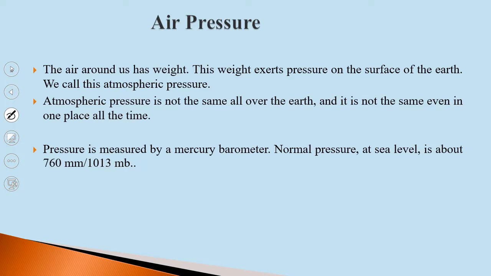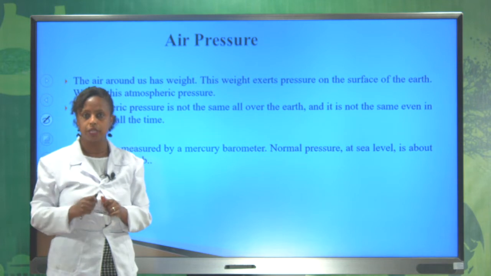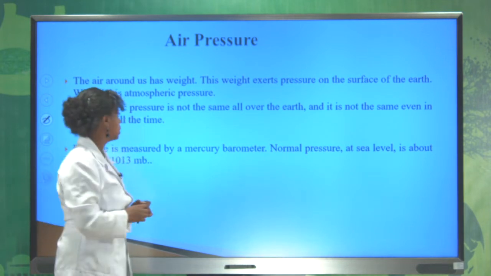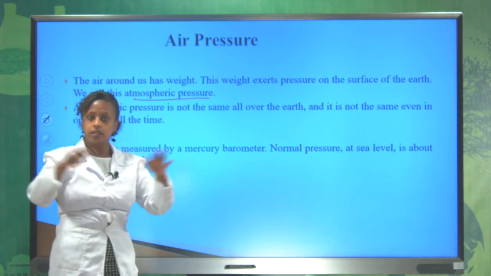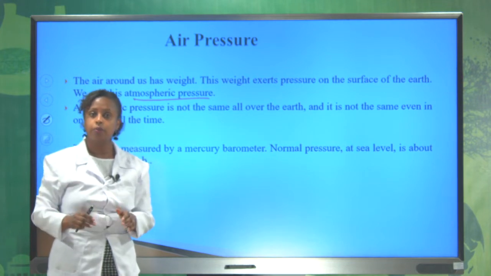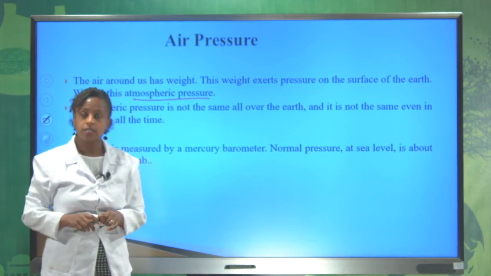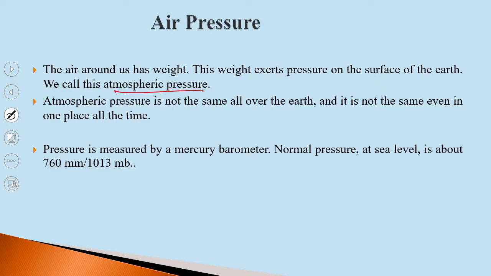The air around us has weight. This weight exerts pressure known as atmospheric pressure. Atmospheric pressure is not the same all over the Earth's surface. Even in one place it's not the same all the time. For instance, the atmospheric pressure of a place in the morning may differ from the pressure in the afternoon or evening. There is an instrument to measure atmospheric pressure known as barometer. The normal atmospheric pressure of a place may reach about 760 millimeters.